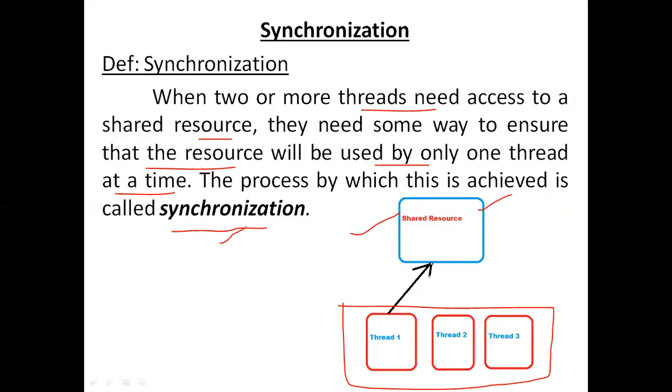Now, the meaning of synchronization is that there is a condition here. The condition is that at any given point of time, only one thread has to access this shared resource. So at this point of time, thread 1 is accessing this shared resource, and thread 2 or thread 3 have to wait. For how much time do they have to wait? Until thread 1 releases this shared resource. Once it is released, either thread 2 or thread 3, any one among these two, can gain access to this shared resource. The process by which this is achieved is called synchronization.